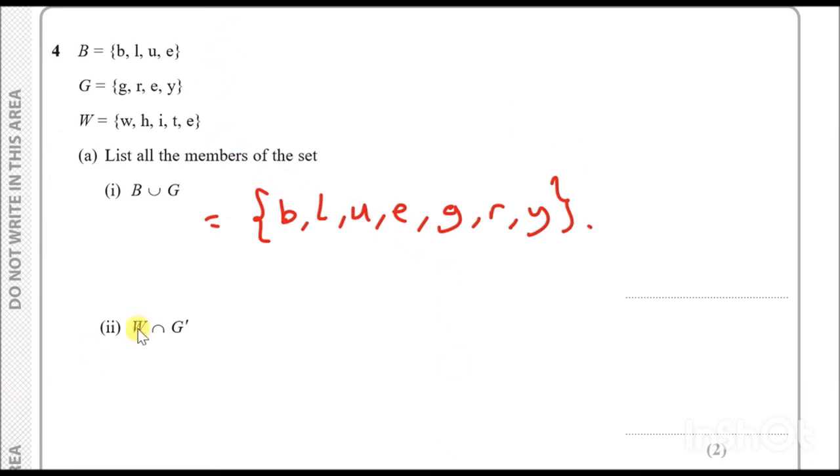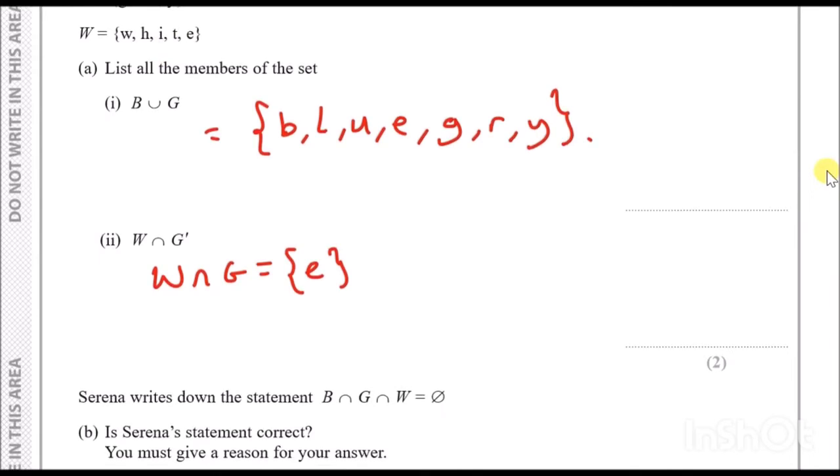And for the second part, we need to find the members of the set which intersect between W and not G. Now, to understand not G, it's better to firstly work out what is the intersection between W and G to get a better understanding. Well, when we look at the intersection between both, we look at the common elements. So looking at the grey and the white, they both have the letter E. So this implies that the intersection between white and not G would be what it doesn't have. Well, it doesn't have a W, H, I, and T. So that would be your answer for part 2. It would be W, H, I, and T.